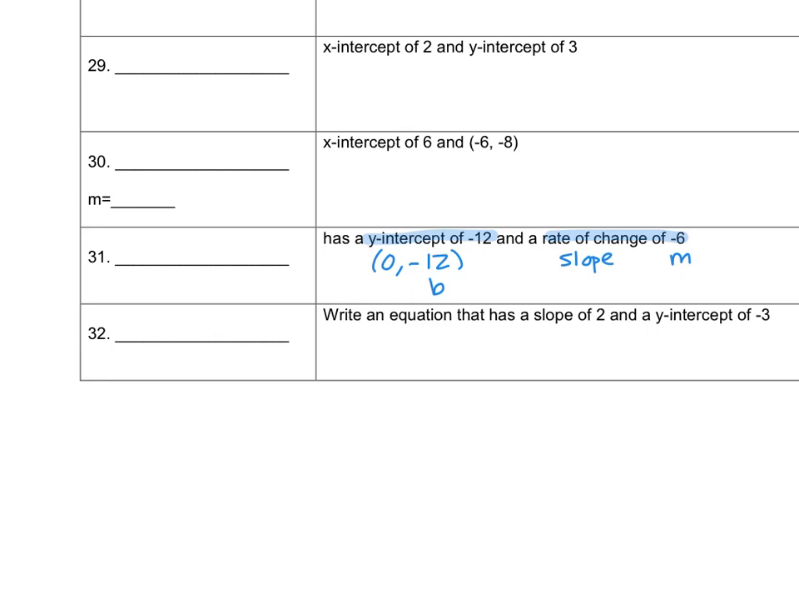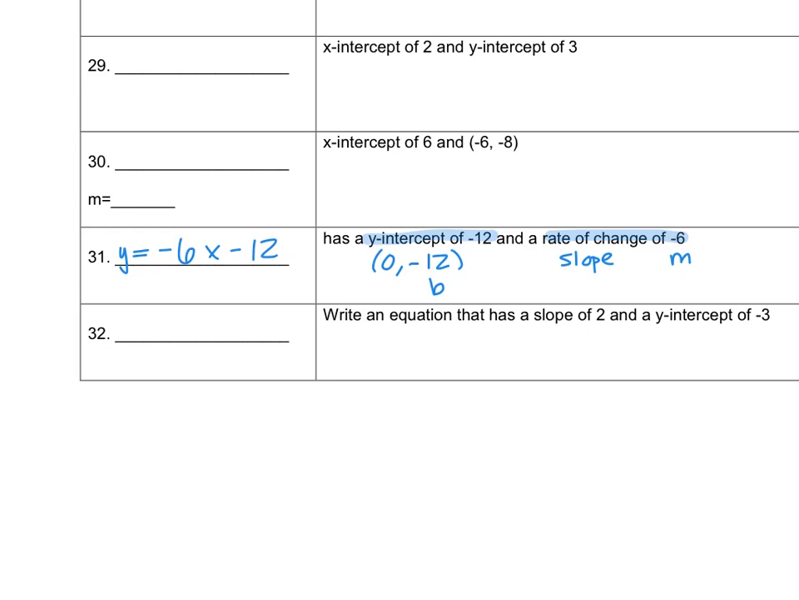So that means I've got slope and I've got y-intercept, which means I'm going to write this equation in slope-intercept form, which is y equals mx plus b. So I've got y equals my slope of -6, x, and then my y-intercept of -12 to get my equation.